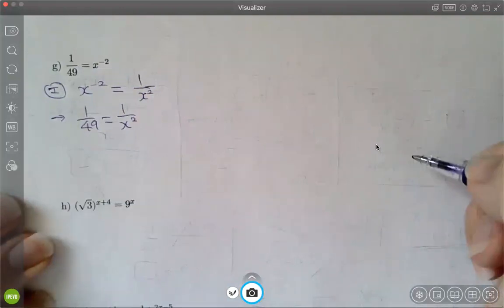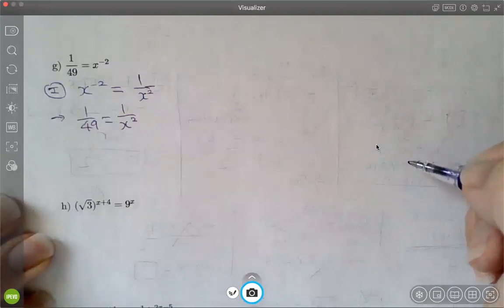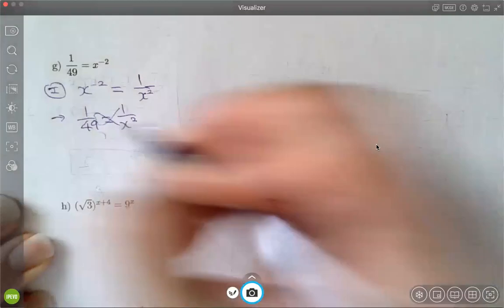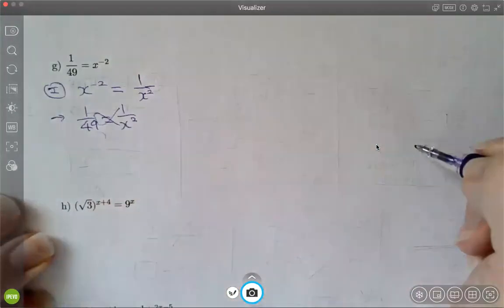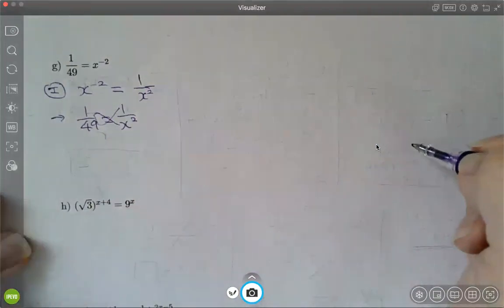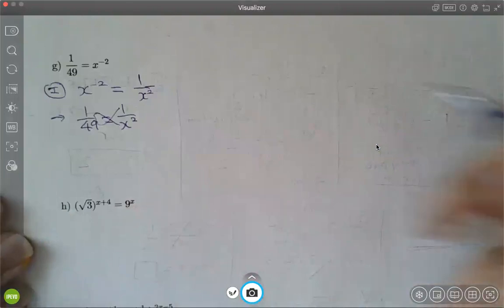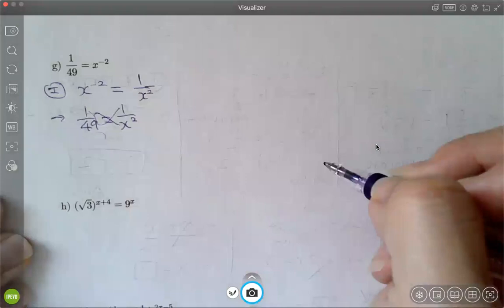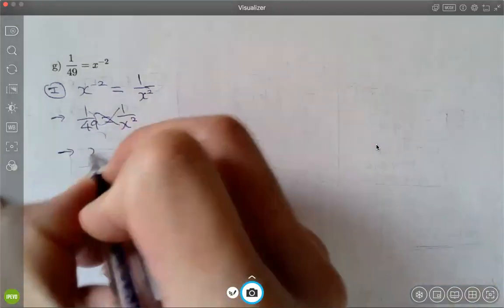Okay, so now we have the equality of two fractions, and we can use the so-called butterfly multiplication or cross multiplication, which is the way I prefer. So what does that mean? 1 times 49 is equal to 1 times x squared, right? Okay, so this means x squared is equal to 49.